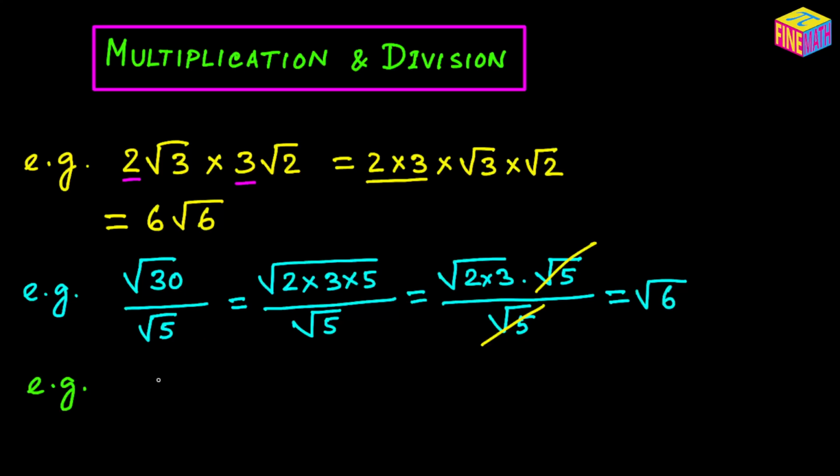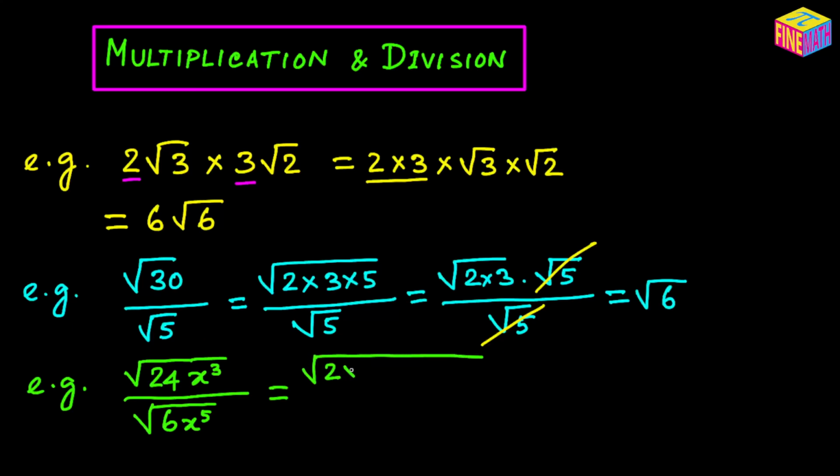Suppose we have an example like this. So we have square root of 24x cubed divided by square root of 6x to the power 5. So how can we simplify this? Well, let's see what happens up there. So square root of 24 is actually 2 times 2 times 2 times 3. That is the prime factorization for 24.